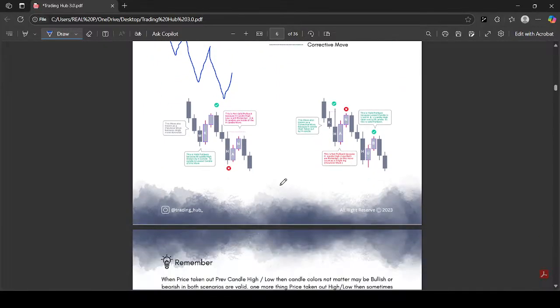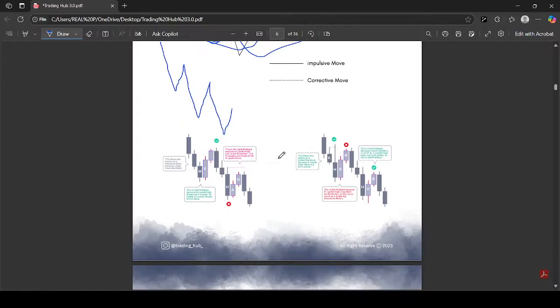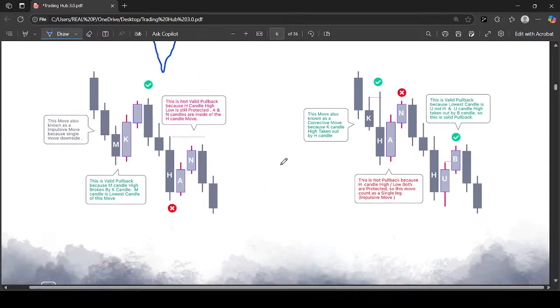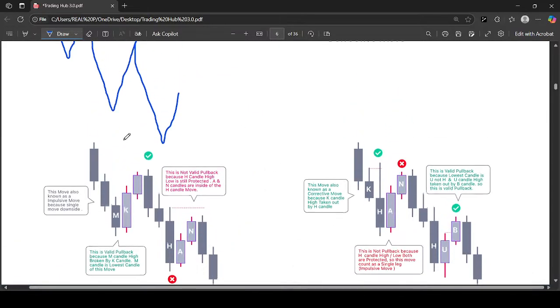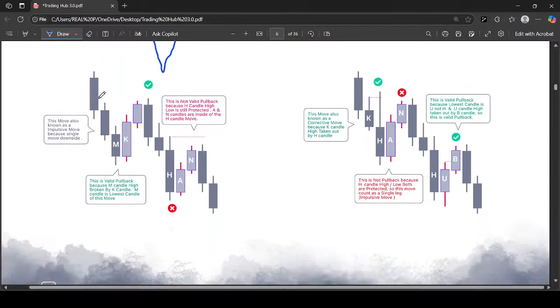Okay, so here's our material. We can take a proper look. This is an impulsive move at the candlestick level. This is an impulsive move. This is a pullback. Now this pullback is valid for some reasons.